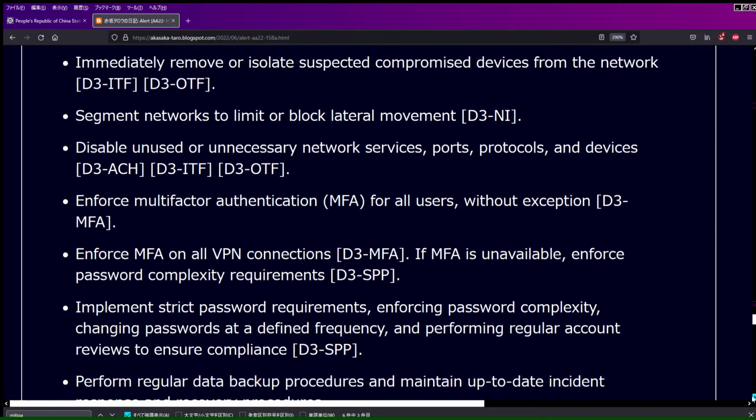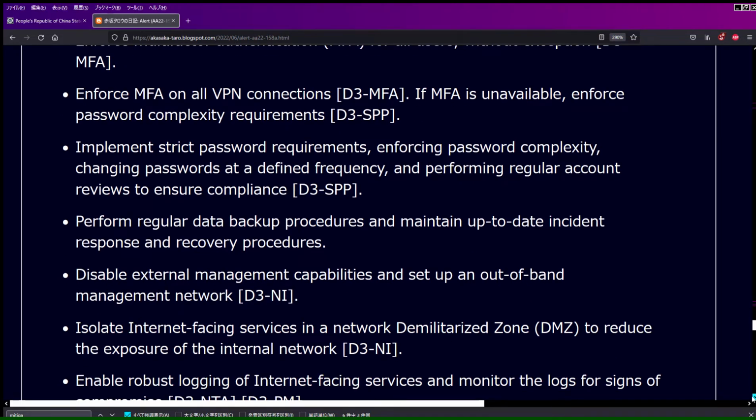D3 MFA. Enforce MFA on all VPN connections. D3 MFA. If MFA is not available, enforce password complexity requirements. D3 SPP. Implement strict password requirements, enforce password complexity, change passwords at a defined frequency, and conduct regular account reviews to ensure compliance.